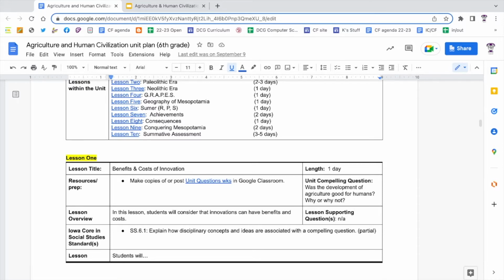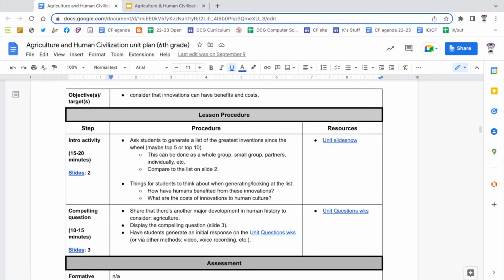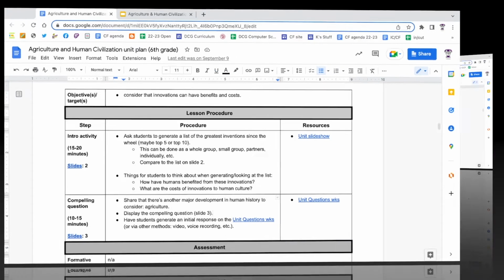and advancements. This lesson begins with an interactivity of asking students to generate a list of the top 5 or top 10 greatest inventions since the wheel. There's a list available on slide 2 that you can compare this to once students have created it. And then we ask students to look through and consider the benefits and the costs of these different innovations. Then we start looking at the compelling question and focusing on the innovation of agriculture. Then we give students time to generate an initial response to the compelling question.